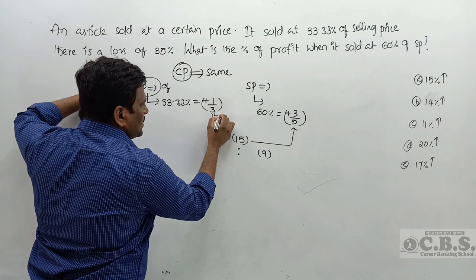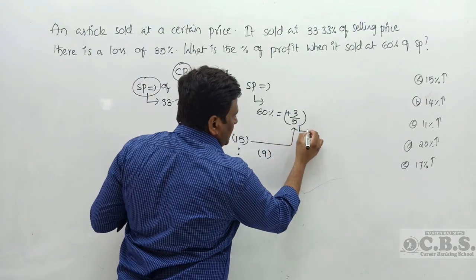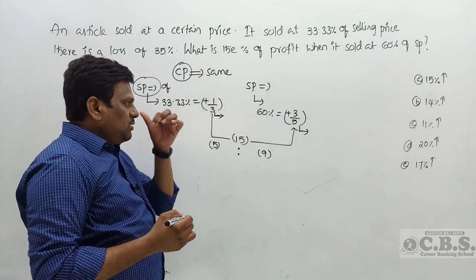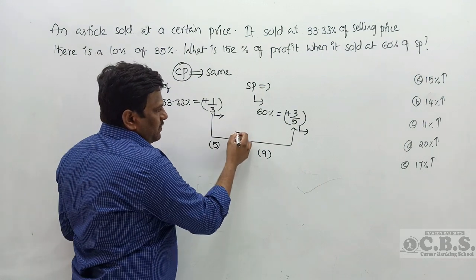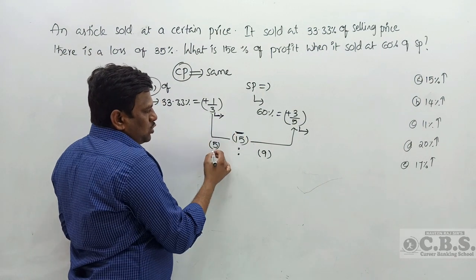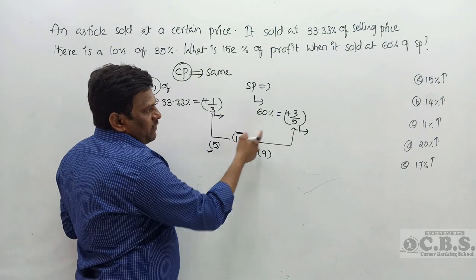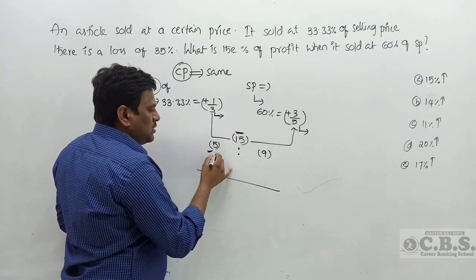Total. So this is a selling price and this is a selling price. Okay, so the total selling price is constant. Total selling price, how many parts? 15 parts. Upon 15, 1/3 means how many parts? 5 parts. Upon 15, 3/5, how many parts? 9 parts. Okay, so this is given.